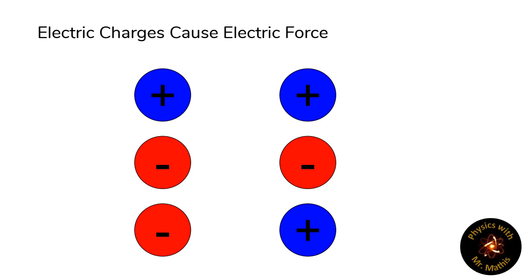Different electrical charges cause electrical forces. Two positively charged objects repel each other. That means the electrical force pushes them away from each other. The same thing happens with two negative charged objects.